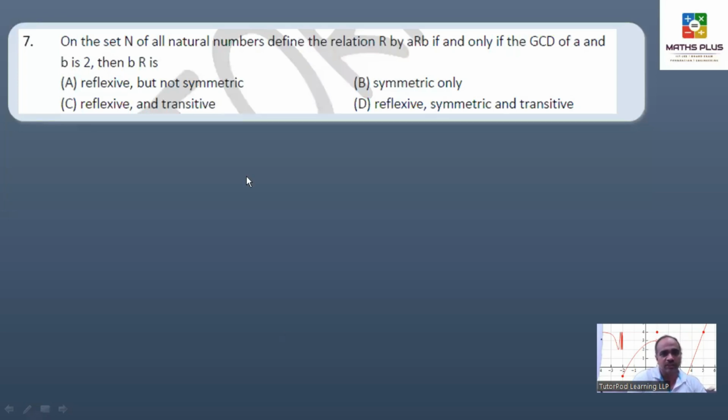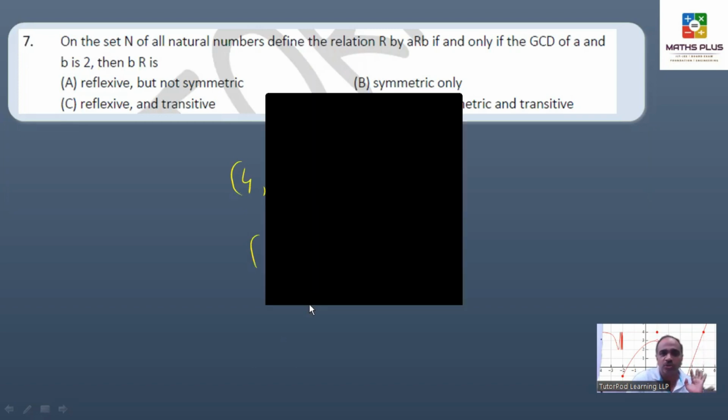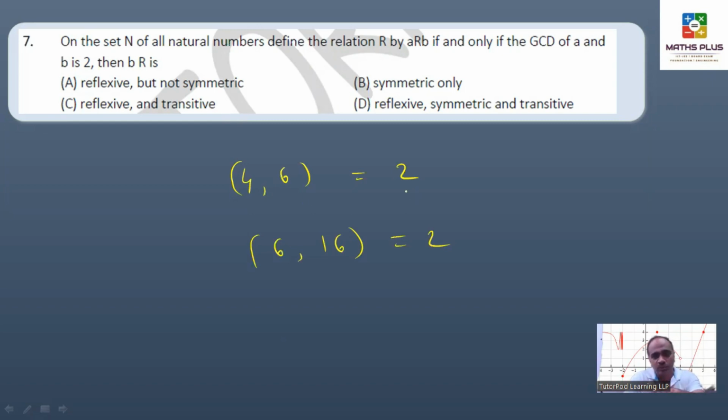Okay, 4 and 6. What is the GCD of 4 and 6? Obviously it is 2. Next, what is the GCD of 6 and 16? Then also it is 2. 2 is the highest number which divides 6 and 16. Now 4 is related to 6, and 6 is related to 16. Now 6 is common here, so I get 4 is related to 16.